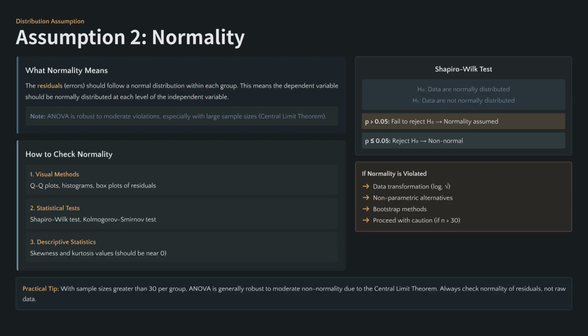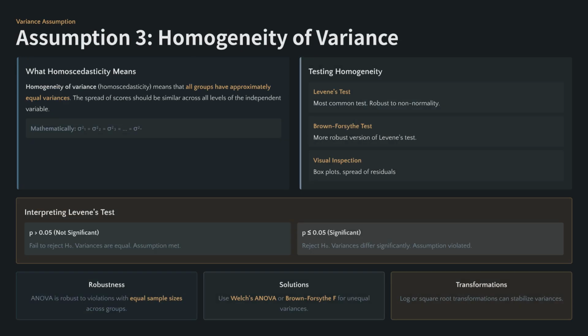MANOVA, or multivariate ANOVA, is used when you have multiple dependent variables analyzed simultaneously. This controls the type 1 error rate and accounts for correlations between your outcomes. ANCOVA, or Analysis of Covariance, includes continuous covariates to control for confounding variables and increase statistical power. A critical assumption here is the homogeneity of regression slopes.